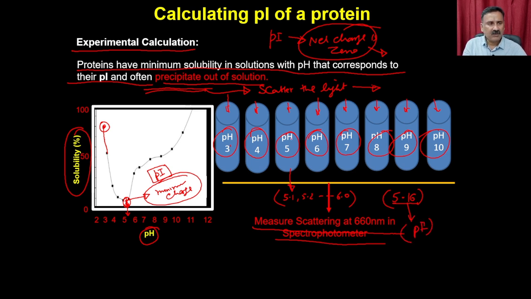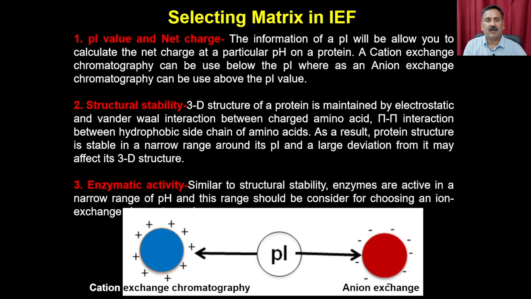Now, once you know the pI value, you can use that for selecting the matrix. So the pI value and net charge: the information of the pI value will allow you to calculate the net charge at a particular pH. Cation exchange chromatography can be used below the pI value, and anion exchange chromatography can be used above.